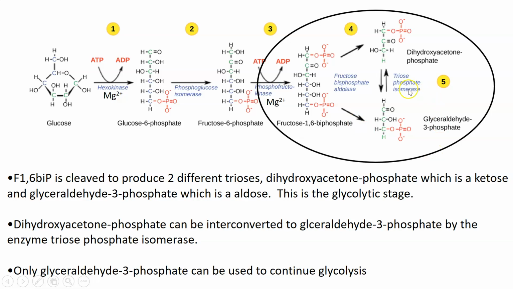Okay, so this is what we call the lytic stage or the glycolytic stage. Okay, this is where we actually break the glucose down to produce 2 molecules of 3 carbon sugars.